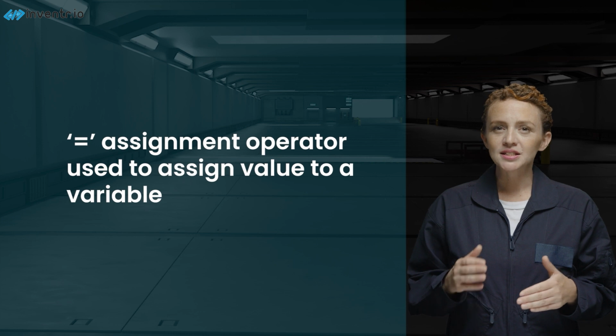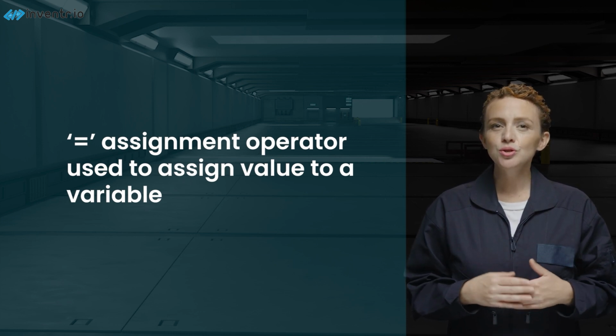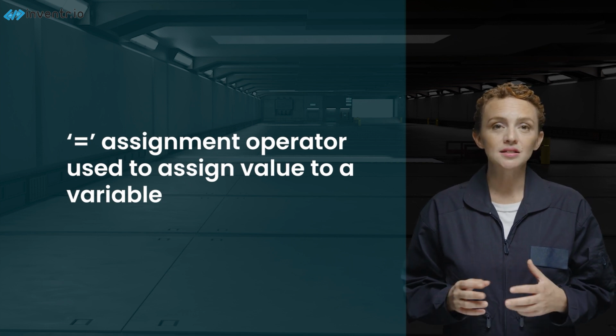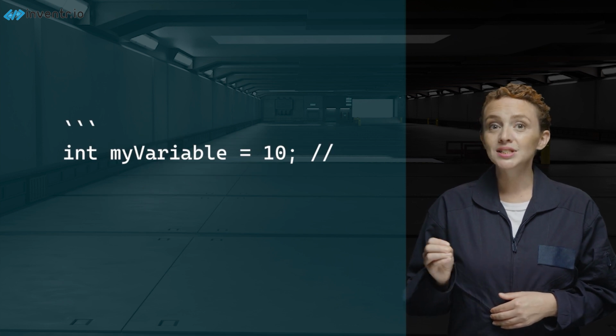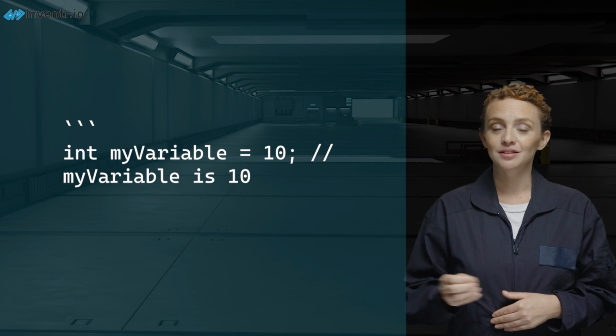In programming, a single equals sign is known as the assignment operator. It's used when you want to assign a value to a variable. Think of it as the word "is" in English. For example, int myVariable = 10; is like saying my variable is 10.